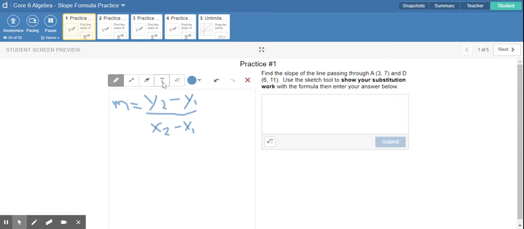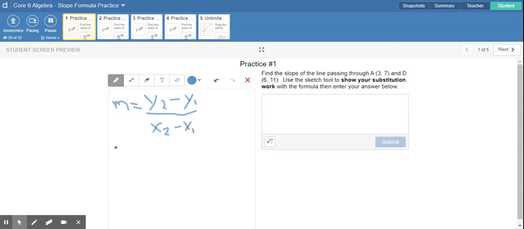Okay. You also can use this text tool if you want to make a text box instead of trying to draw it with the pencil tool. So one thing to think about is, what is my y1? What do all these things mean? So I have 2 points over here. I have 3, 7, and I have 6, 11.